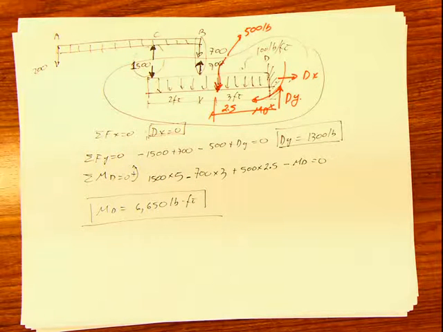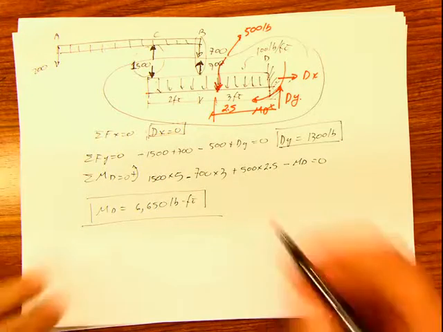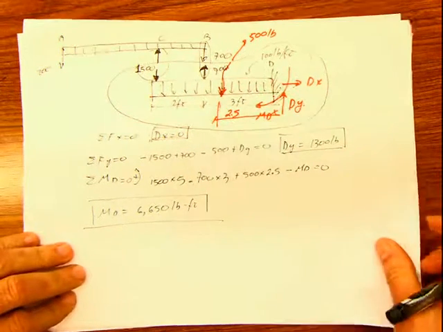Now we can start creating our shear and moment diagram for that beam, which is called the beam CD. Remember, this point is B here. So let's do that diagram.